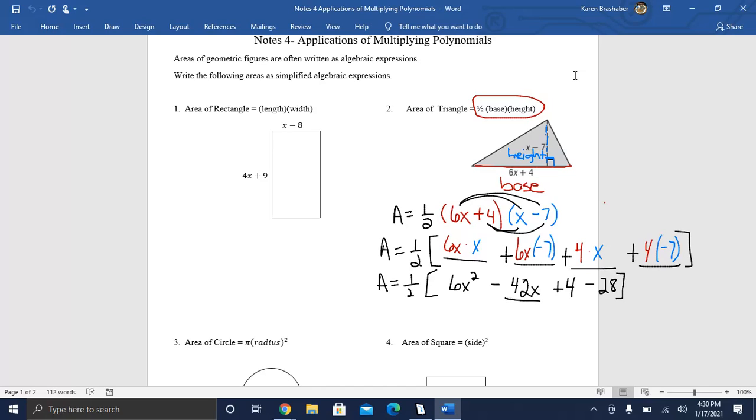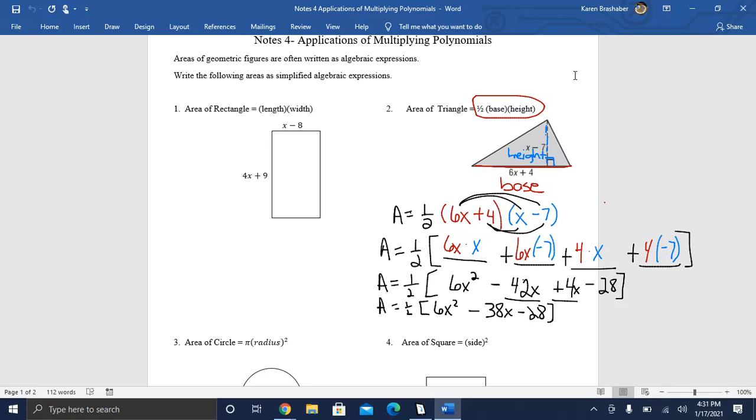I want to combine my like terms. In the middle, I have -42x. I forgot my x there. Plus 4x. So area would equal 1/2 times, and then I'd have 6x to the second minus 42 plus 4 will make 38, and I'll have my x, and then minus 28. Now, the 1/2, that is the same as 0.5.